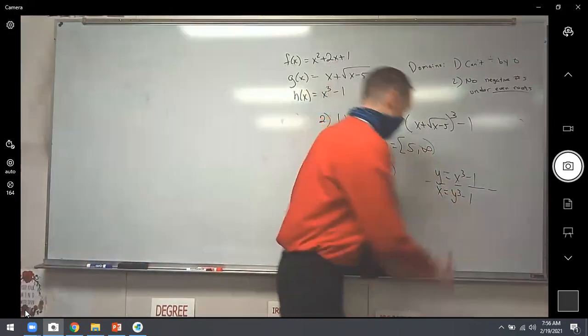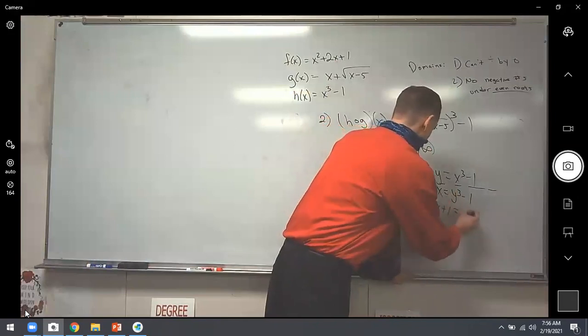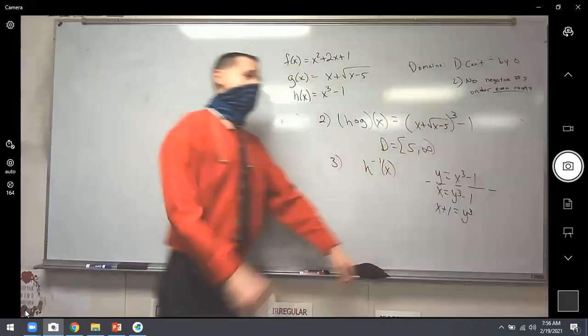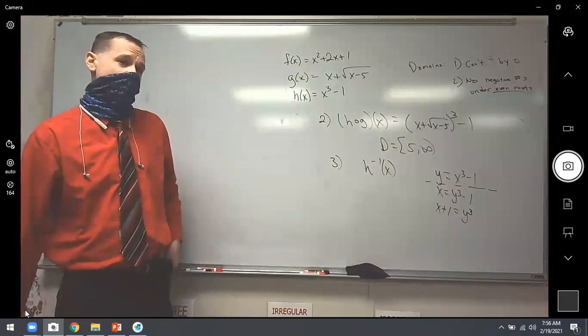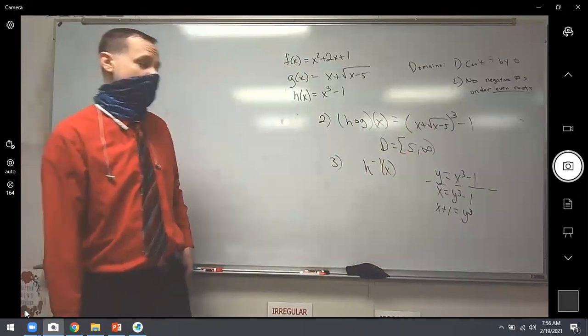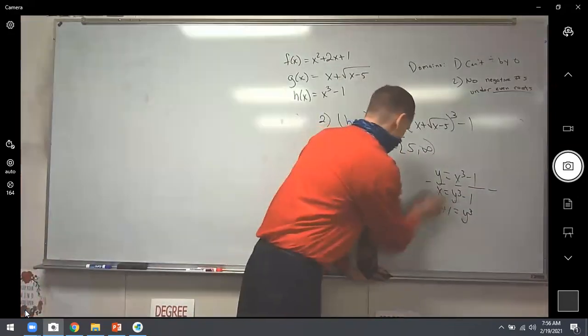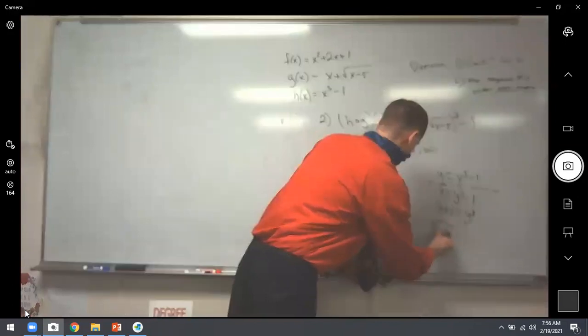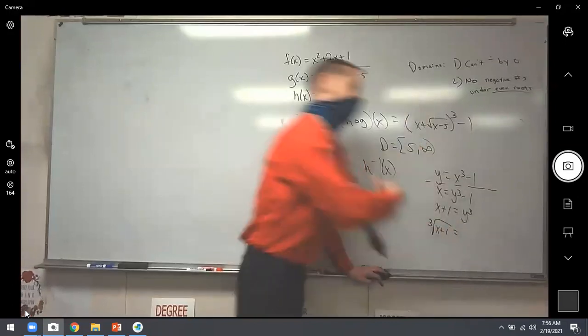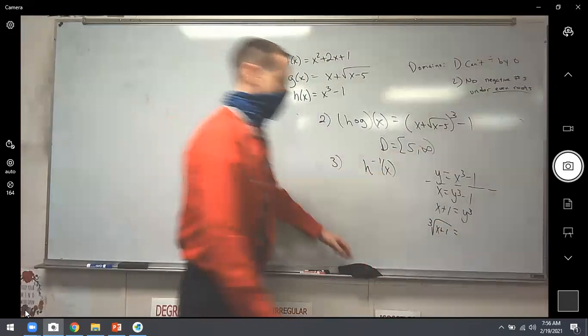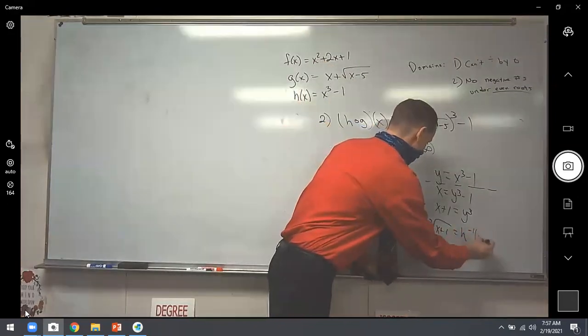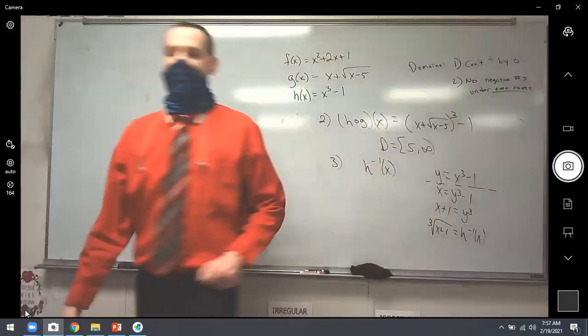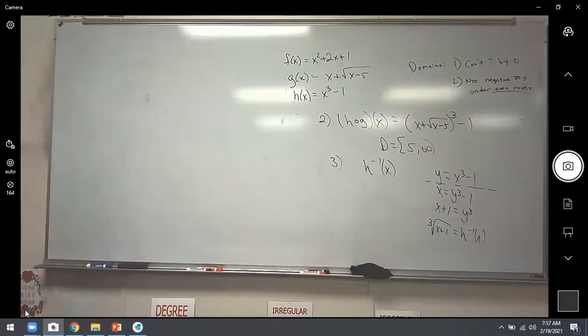So you just got to add 1 over. And then we have a cube. So how do we undo a cube? Now we know from the whole unit that to undo a cube, we do a cube root. So I need to do a cube root of this stuff. That is what y is. And y represents now the inverse. So there's my answer. h inverse of x is apparently the cube root of x plus 1.